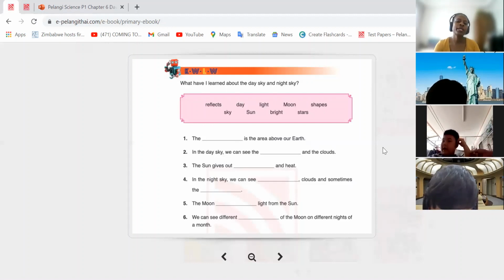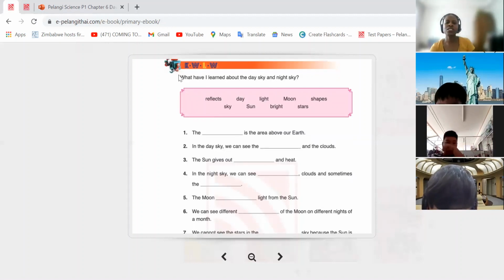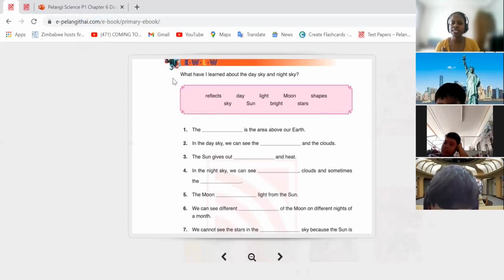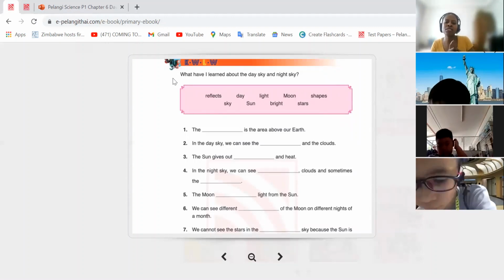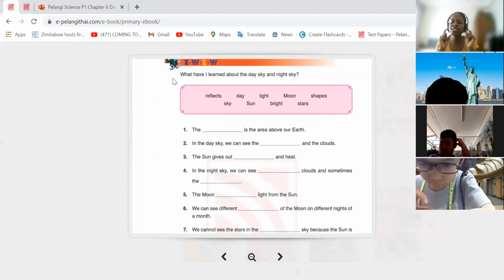Right. Okay. Page 99 says, what have I learned about the day sky and the night sky? In the box, we have some words. We are going to use the words in the box to answer the questions from number 1 up to 7.